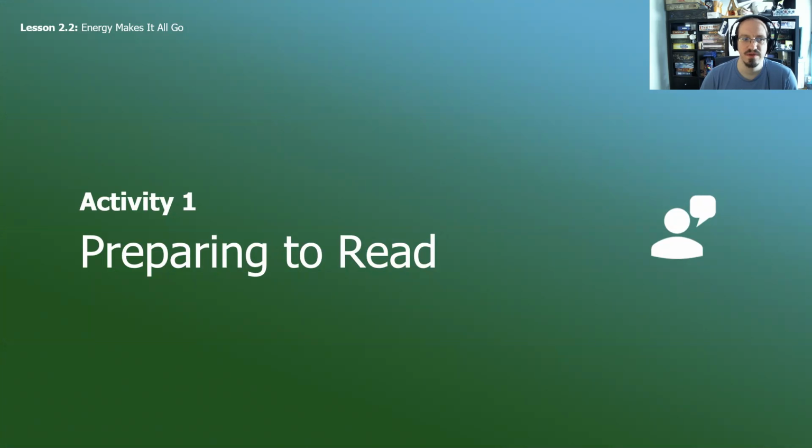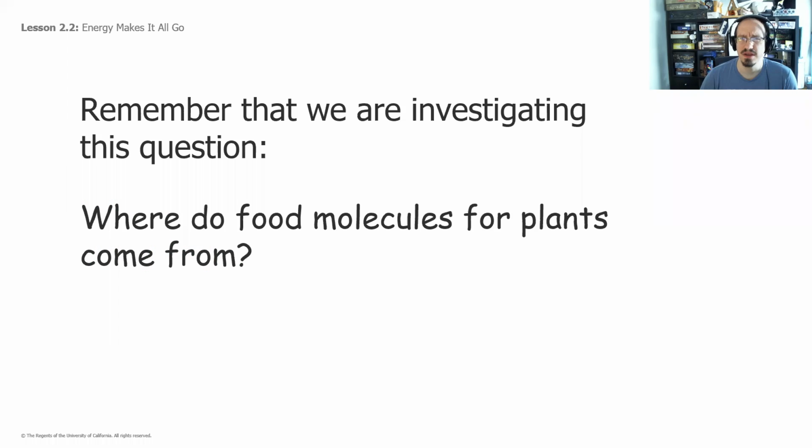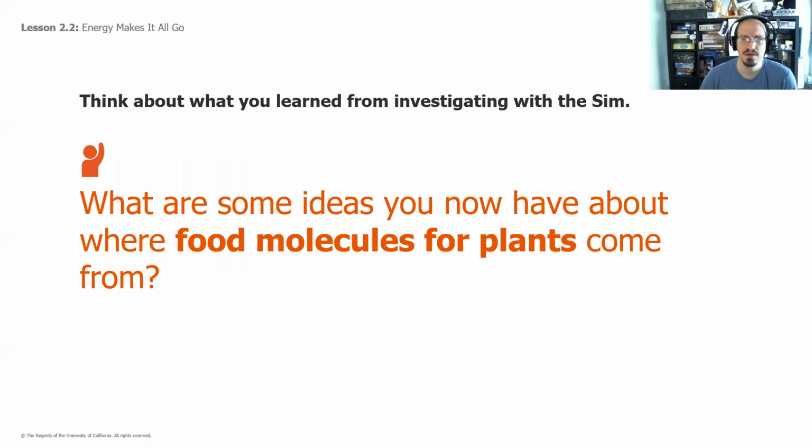So before we read, we're going to get ready and figure out what we're going to be trying to learn as we read. So remember, our investigation question is, where do food molecules for plants come from? Think about what we learned from investigating with the sim on Tuesday. What are some ideas that you now have about where food molecules for plants come from?